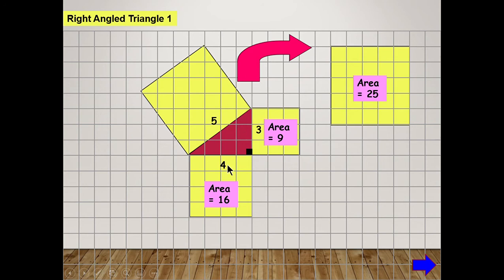So Pythagoras realised that the sum of the square on this side and the square on this side will always equal the square on the longest side.